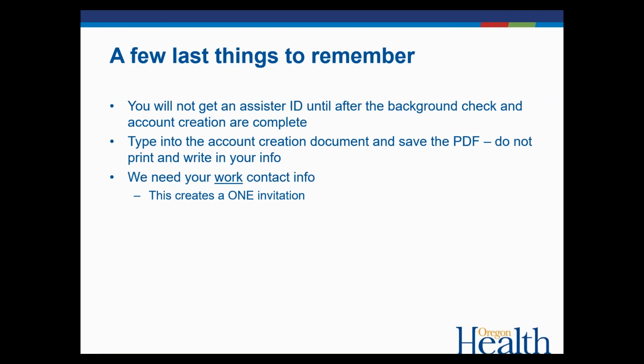And then finally, you have to complete the training and you have to complete the background check and account creation process. The Assister ID and the invitation to our online application portal are tied to this account creation document and the background check process. If at all possible, type directly into the PDF and save it. Don't print it, don't turn it into another type of file, don't print it out, write into it, scan it in. Things like that can really cause things to get more complicated. And we want only your work information here.